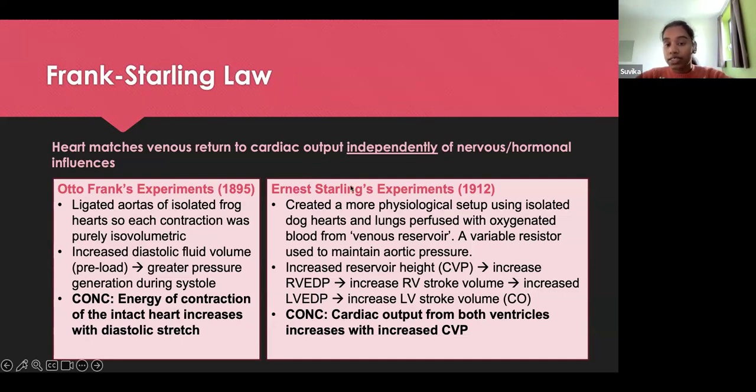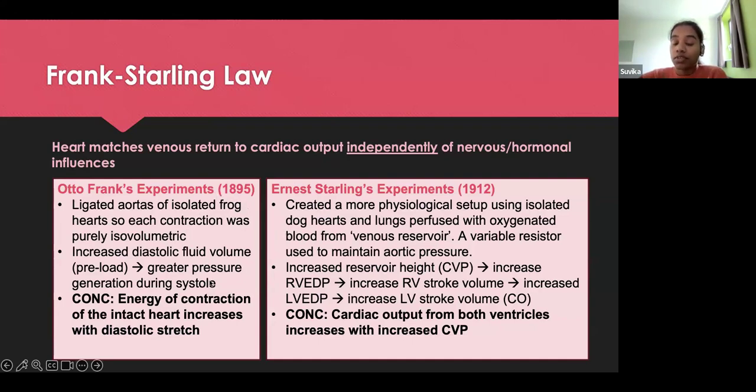Now, Ernest Starling's experiment added on to this, where he created a more physiological setup, because this wasn't very close to how physiology works in a human, for example, and that's a limitation you can mention about this to get more marks. So Ernest Starling created a more physiological setup using isolated dog hearts instead. So you can already see the difference, the frog versus dogs.